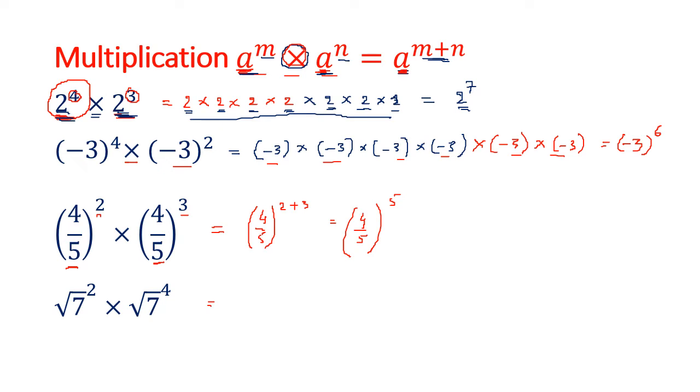Next sum, root 7 raised to 2 into root 7 raised to 4 is same base root 7 raised to the sum of the powers, 2 plus 4, is root 7 raised to 6. So I hope this first law is very clear to you. When you multiply two numbers with the same base, we put the same base and only add the powers. So this is the simplified notation.